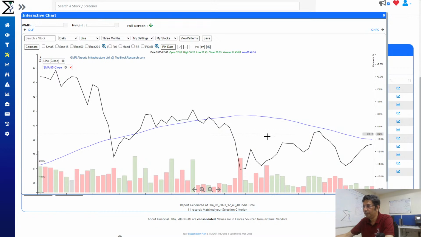Look at some of the other setups. This will give you a very good screening facility. It's not a very common kind of screener, and it's not available in a lot of tools. Since it is in our tool, guys, and you have taken a subscription, make full use of it. It's very powerful.